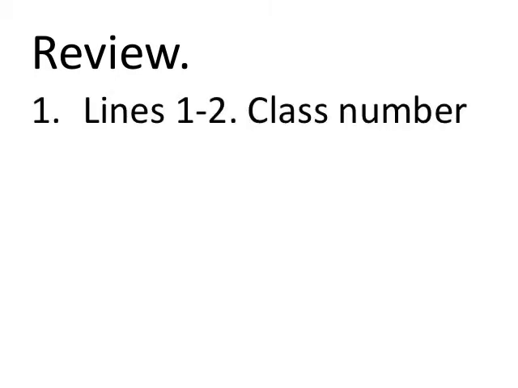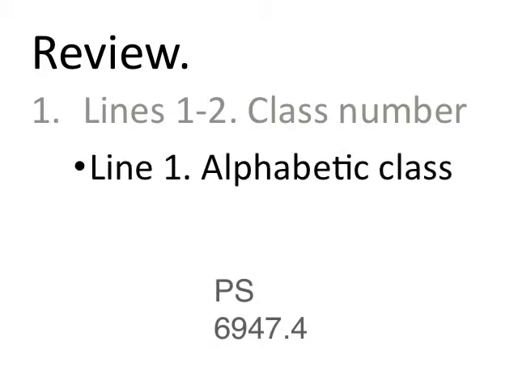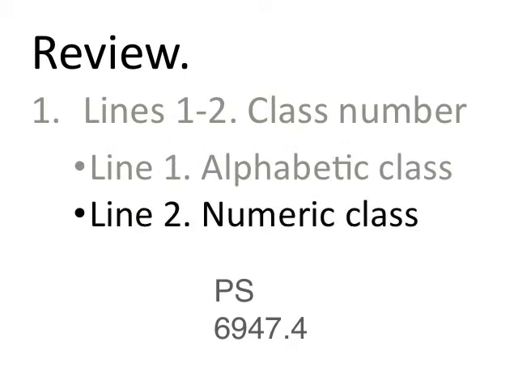Let's review your introduction to the first few lines of Library of Congress call numbers. The class number spans lines 1 and 2 and contains the alphabetic class on line 1. This unit is 1, 2, or 3 alphabet letters. The numeric class on line 2 contains numbers with as many as 4 digits and possibly decimal fractions. The numeric class number is treated as a whole number.